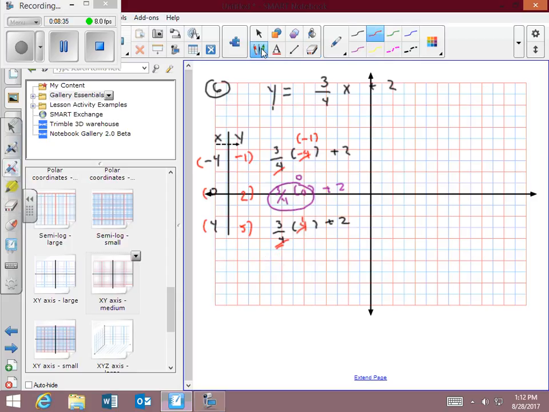So the first ordered pair is (-4, -1). So I'm going to go 1, 2, 3, 4. Kind of got a little bit of a mess, but this right down here is my first, (-4, -1). Then I got 0 and 2.